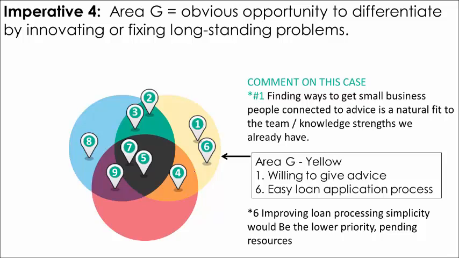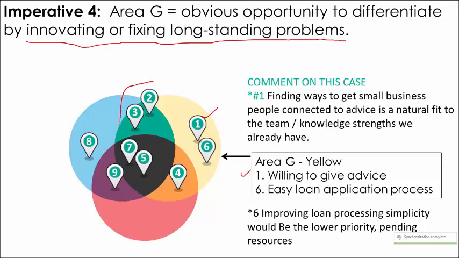Opportunity to differentiate, right, in area G, in the green, by innovating or fixing long-standing problems. This one is really interesting here because willing to give advice is number one, and it's an unmet need. Interestingly, that has a good fit with your service orientation and with your team orientation. In other words, you have knowledgeable people, and the customer really appreciates the team approach, getting different aspects of service from different members of the team, feeling like they have a holistic view of their business.